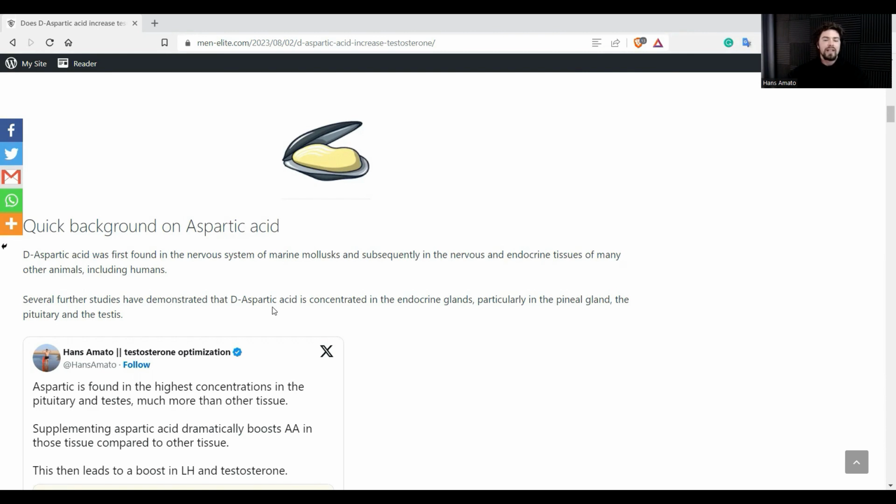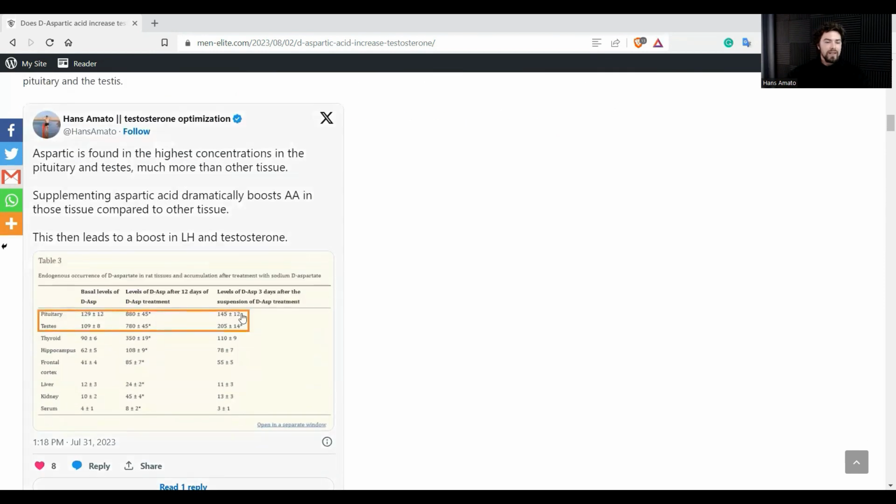D-aspartic acid tends to accumulate in the endocrine glands, particularly in the pineal gland, the pituitary, and the testes. So where it accumulates, it will have the strongest effect. Here you can see the baseline levels: pituitary, testes, thyroid, hippocampus. These levels are very, very high compared to, for example, liver, kidney, or the serum.